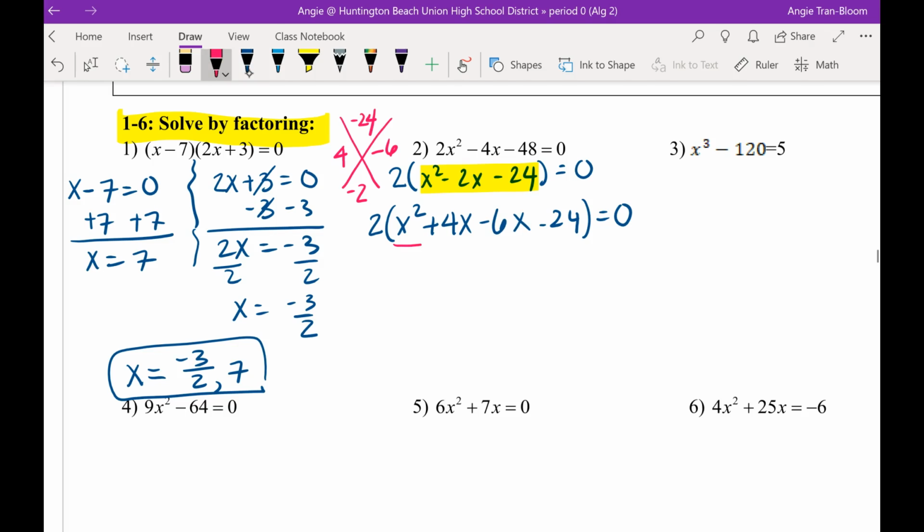Okay. So class, this is where you can factor by grouping. And if you guys are still struggling with factoring, please come in. I will totally help you today at regular tutor and lunch.